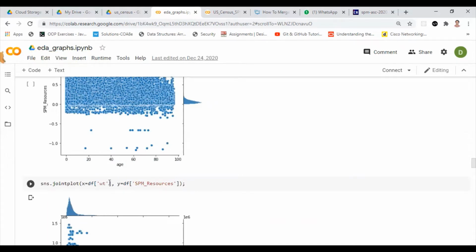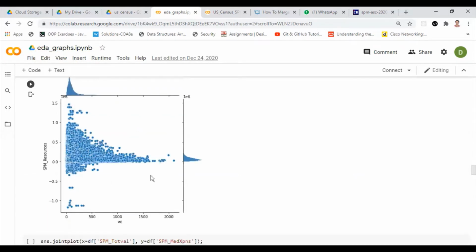And now coming to weight versus SPM resources.